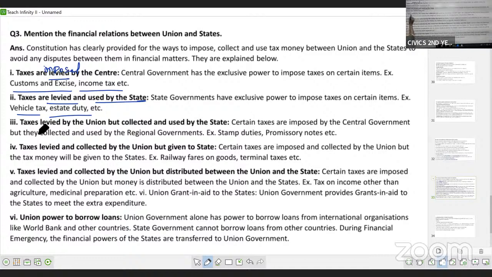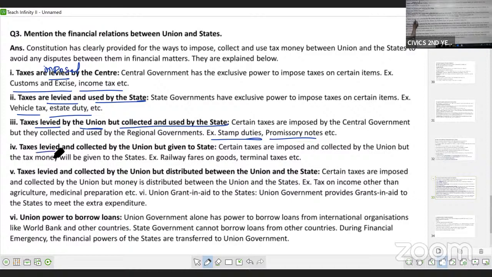Okay, the next one is taxes levied or imposed by the union but collected and used by the state. The taxes are imposed by the central government, but the tax money is collected and used by the state government. Like when you pay stamp duties or when you buy promissory notes. The tax is imposed by the central government, but it is collected by the state and used by the state.